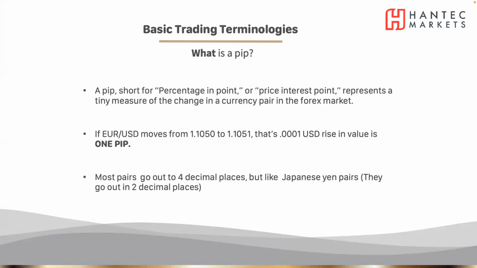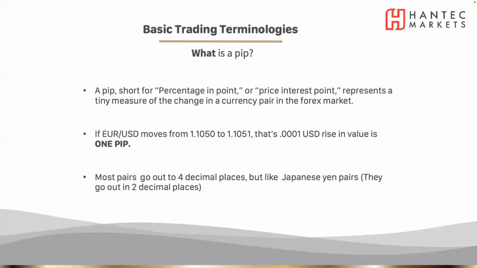So in this example, if Euro USD moves from 1.1050 to 1.1051, that's a 0.0001 USD rise in value. That is regarded as 1 pip, okay? Please make note of this.